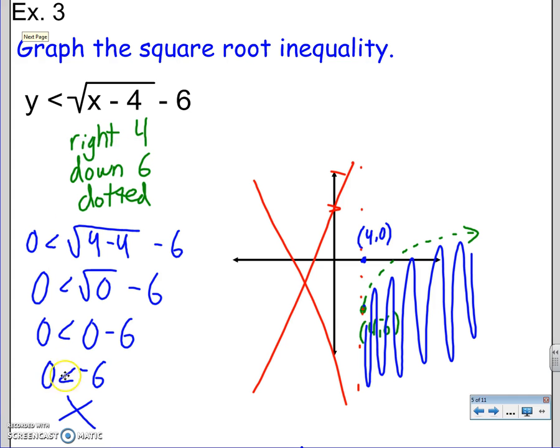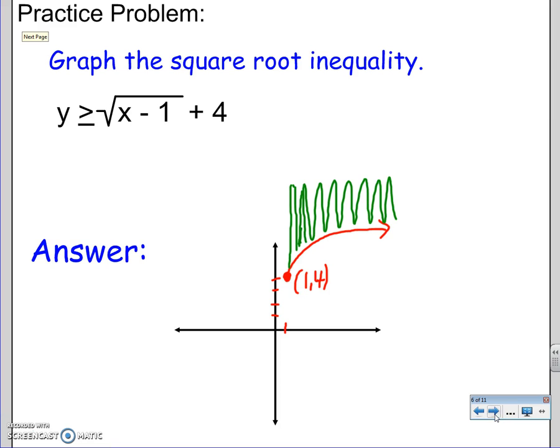All right, so that's it for the video. Here's a practice problem. Try graphing it and shading it. There's the answer. If you can do that, you should be fine for the class.